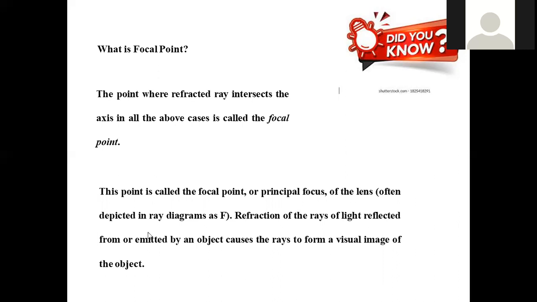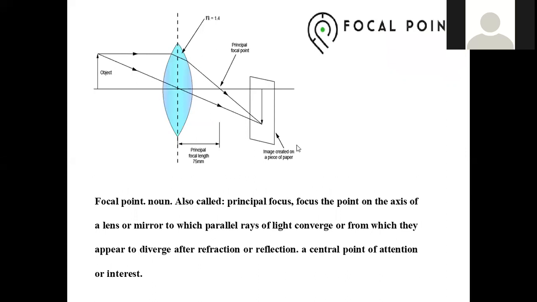Refraction of rays of light reflected from, or emitted by, the object causes the rays to form the visual image of the object. Wherever convergence of light is possible, you can observe a visual image. You can find the visual image at the focal point when all the rays converge at the point F. Right, that is said to be a focal point. It is clearly mentioned in this.